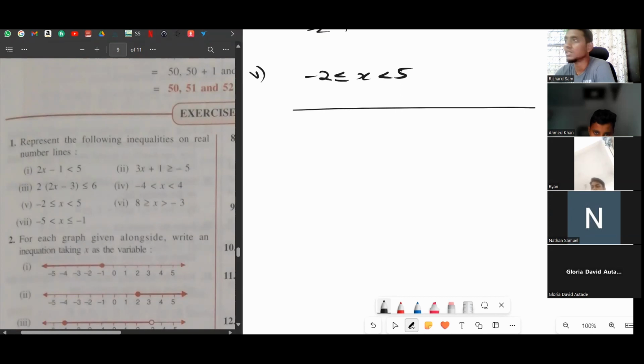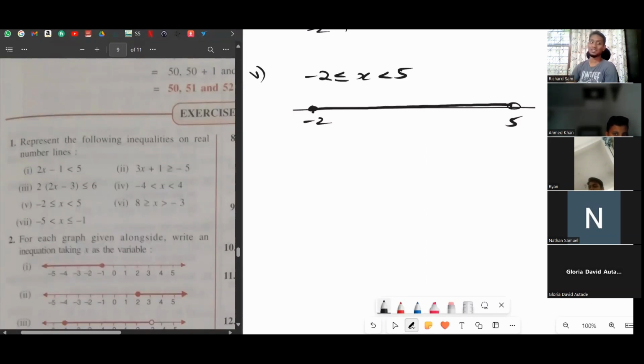This one, the fifth one. Do that. If this is -2 over here, and this is 5 over here, -2 will have a black dot because -2 is included. 5 will have a white dot, and in between, you make the whole thing dark. This is how you do -2 to 5. Remember, these are real. See the heading, the question: Represent the following inequalities on the real number line.